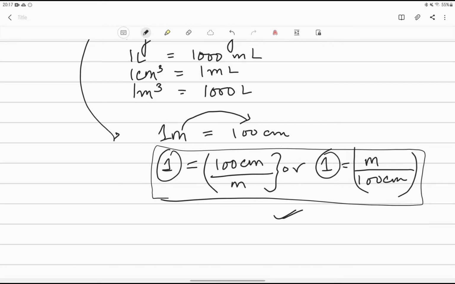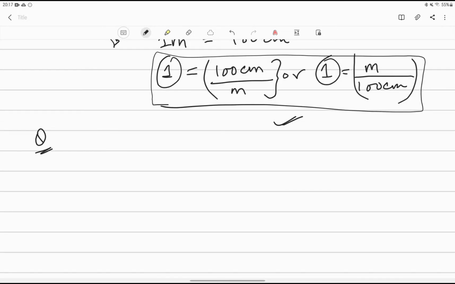Now suppose the question is that I have to convert 6 inch into centimeters. So how do we do it using dimensional analysis? First of all, I have to write the unit conversion factor. I have to write it in such a way that the inch gets cancelled out and we get the answer in centimeters. So this is the unit conversion factor.